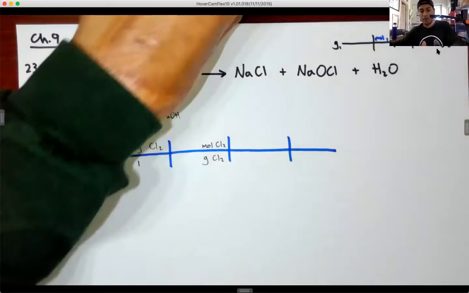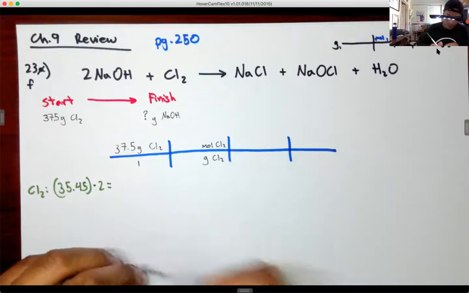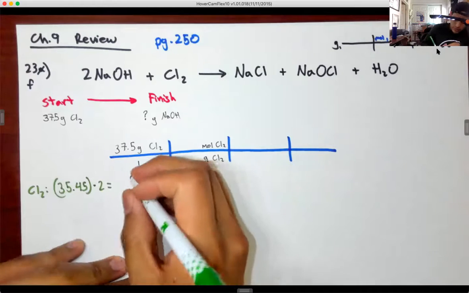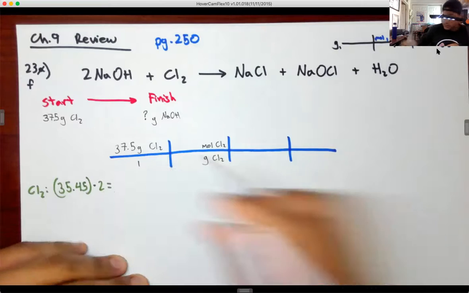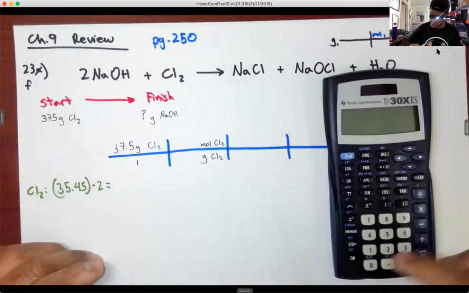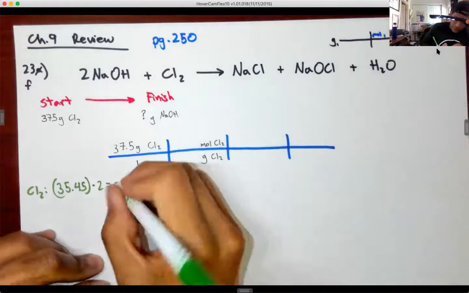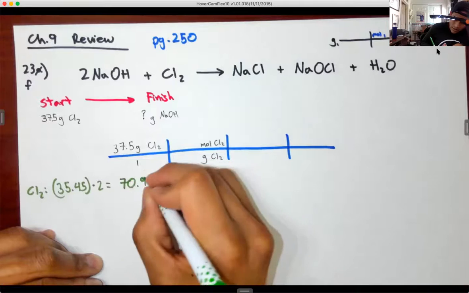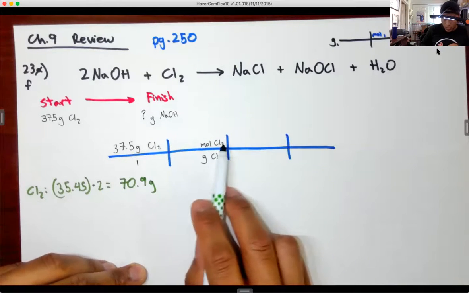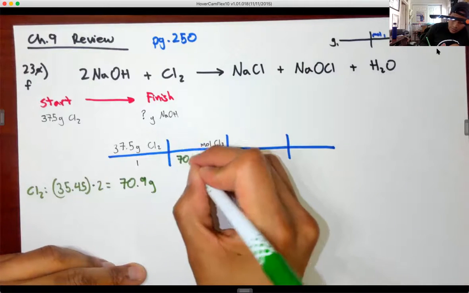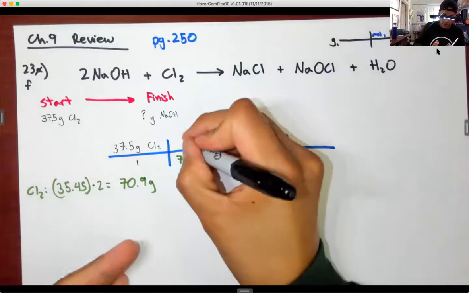So what is 35.45 times 2? Can someone do that really fast? It's going to be like 70, 90 or something. No one going to do it? 70.9, I think. Okay, perfect. So 70.9 grams. That means that 1 mole of Cl2 is going to be 70.9 grams of Cl2. Okay, so we've done this part so far.